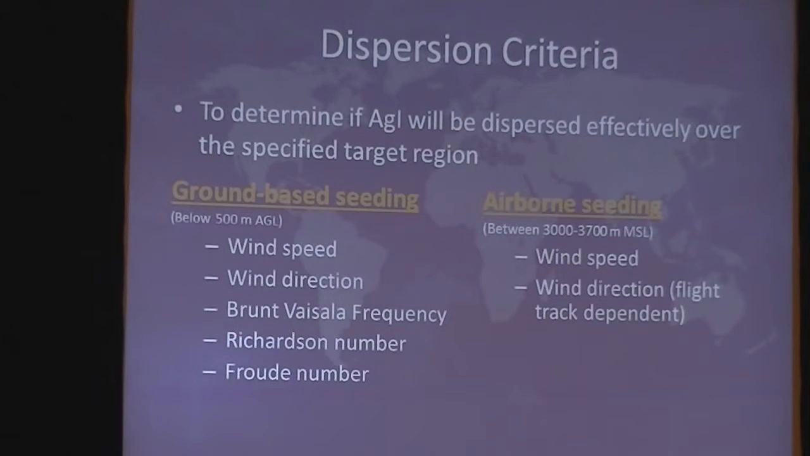In addition to meeting microphysical criteria, we also set some dispersion criteria, because if you have especially ground-based seeding, you need to make sure that it's not too stable, that the particles will actually get up into the cloud, as well as that the wind's going to blow them into the right place. So these are pretty much criteria that look at the wind speed and wind direction. For ground seeding, we also look at some stability parameters. For airborne seeding, it's just pretty much the wind speed and wind direction, with the wind direction helping us determine which flight track is going to be the optimal one to choose for that particular case.